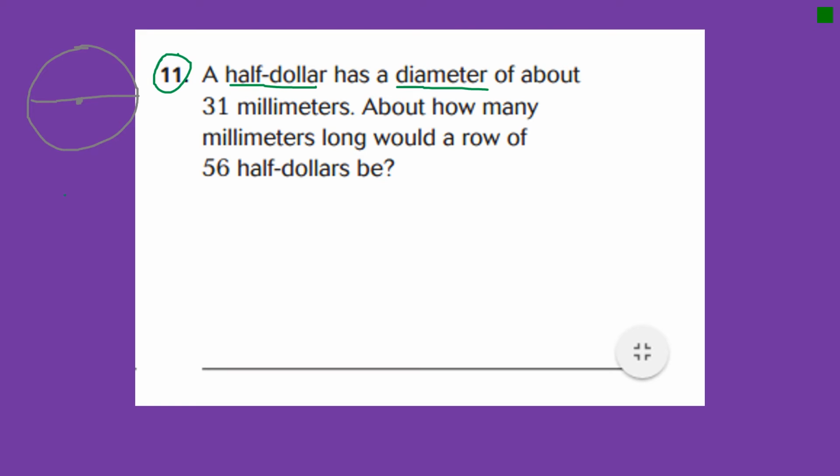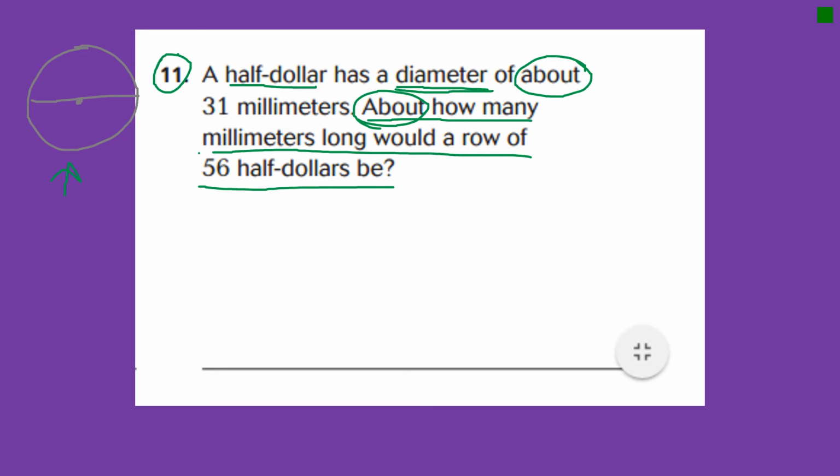So a half dollar, a coin, has a diameter of about 31 millimeters. Oh, look at that magical word there. We know we're estimating now, right? Oh, and there it is again. About how many millimeters long would a row of 56 half dollars be? Geesh, I got to read that again. About how many millimeters long would a row of 56 half dollars be? Okay, so you have 56 half dollars, each 31 millimeters in diameter. So you have 56 groups of 31 millimeter diameters. Now we don't need to do the exact answer. That's another important thing.